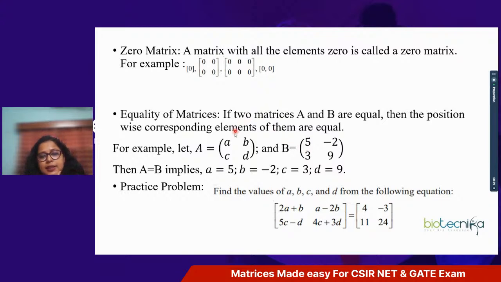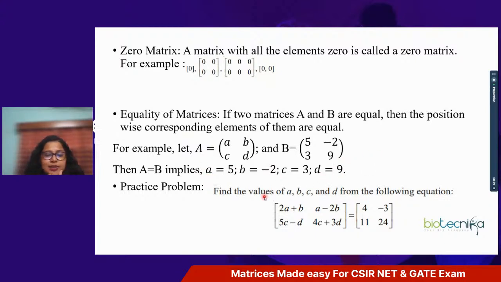Now see, this is a 2 cross 2 matrix, because there are two rows and two columns. This is also a 2 cross 2 matrix. So the order of this matrix is the same as the order of this matrix, right? These two will be equal only if they have the same elements in the same location. So this A should be equal to 5, this B should be equal to minus 2, this C should be equal to 3, and D should be minus 9.